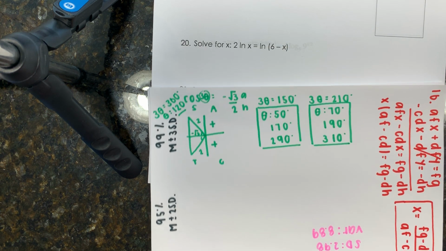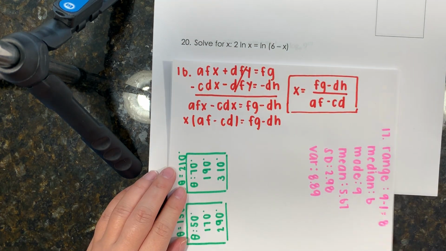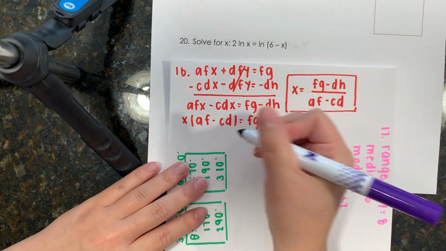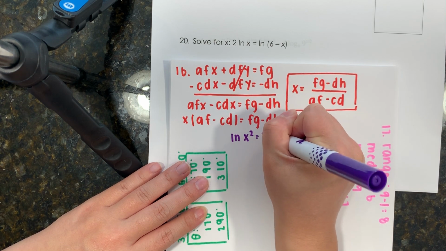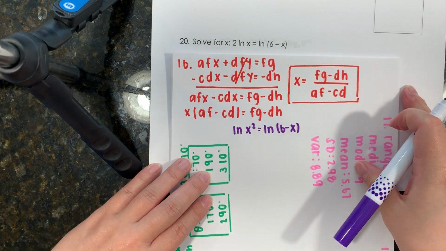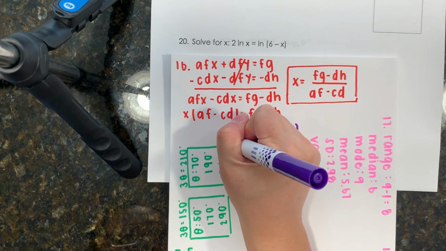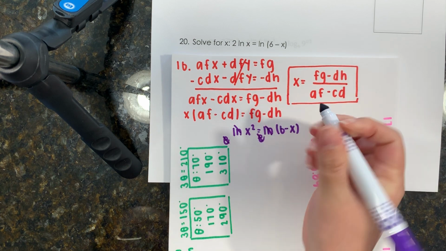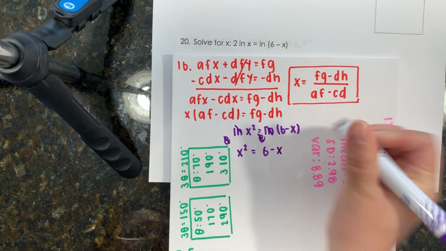Now moving on to number 20. So for number 20, anytime you see a number outside your logarithm, it's actually going to become the exponent. So for this one, that 2 is going to become the exponent of the x. So I have ln x squared equals ln 6 minus x. Now, anytime you see an ln, that is actually a log with a base of e. So to get rid of the ln, I'm going to raise it to the power of e. That would cancel out my ln. So I would have x squared equals 6 minus x.